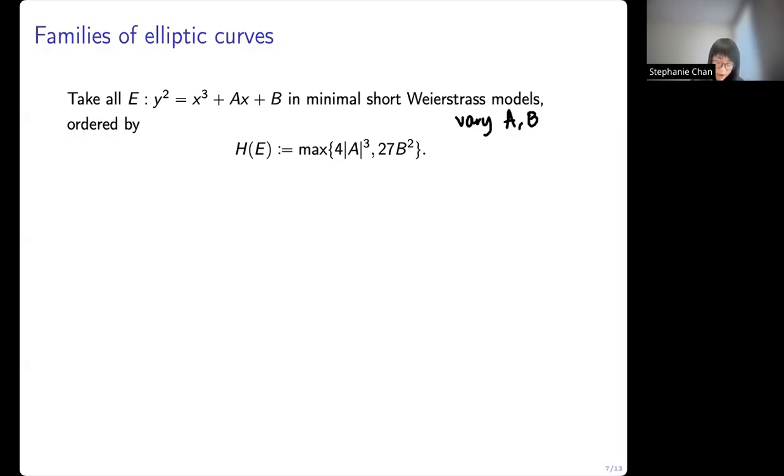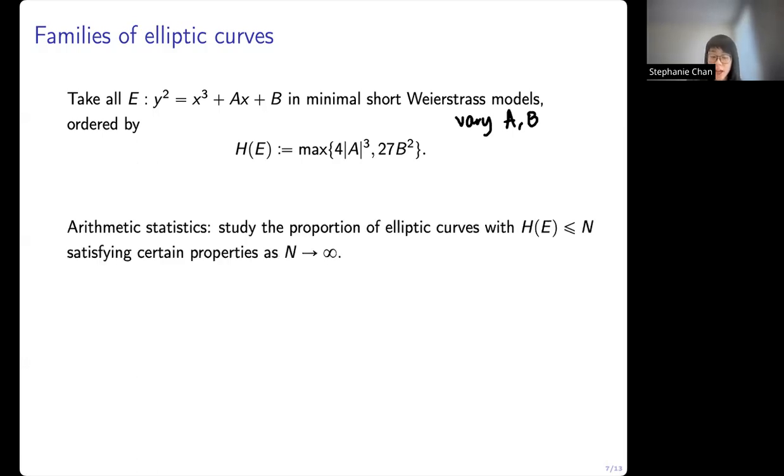And in arithmetic statistics, we usually like to ask the question: how often does something happen? So we'll look at the proportion of elliptic curves with naive height up to some bound, and we ask how often it satisfies some prescribed properties. And then we look at this behavior as this parameter n tends to infinity.